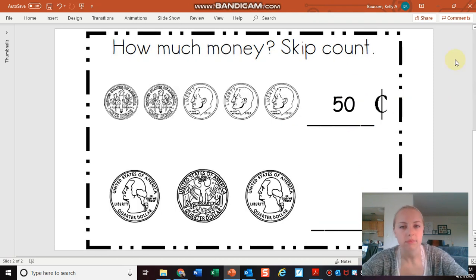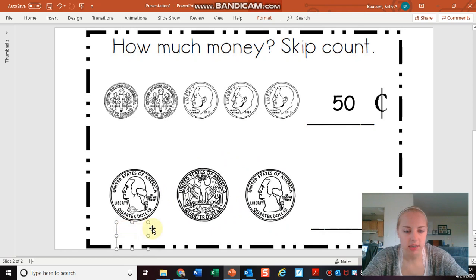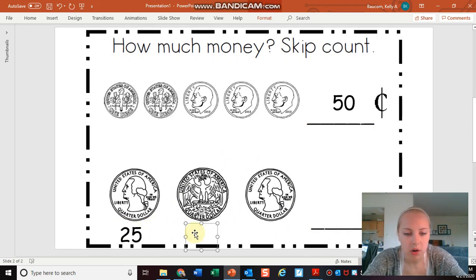5 dimes is worth 50 cents. Okay, great job filling that in. Remember, if you need more time, you can always pause. Last but not least, we are going to count our quarters. We have 25 cents here, 25 cents here, and 25 cents here. Each quarter is worth 25 cents.